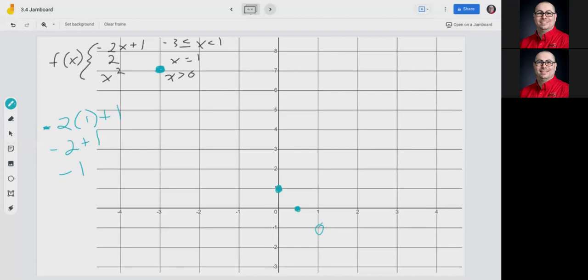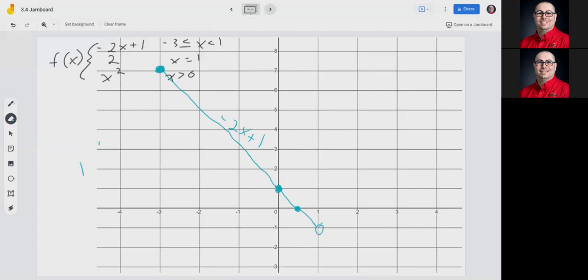And so that first piece is going to look, and I'll try to draw as best I can, like that. That is the -2x plus 1. That's that piece. It's that piece from where x is -3, including the -3, up until where x is 1, but not including that 1. So that's why you put the open circle there. All right, let us look at the next piece.